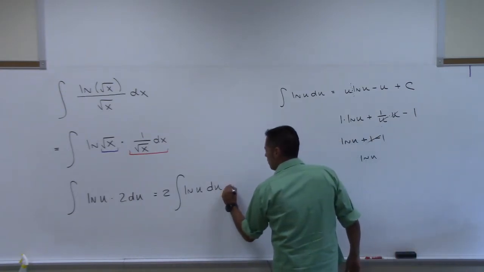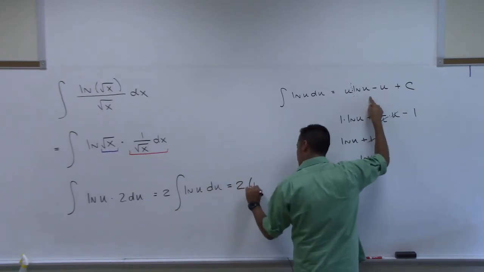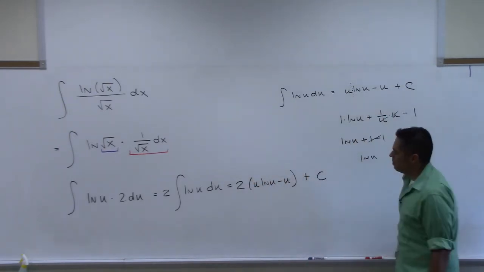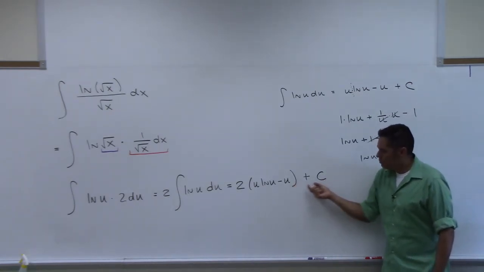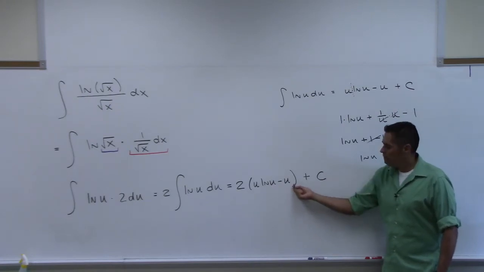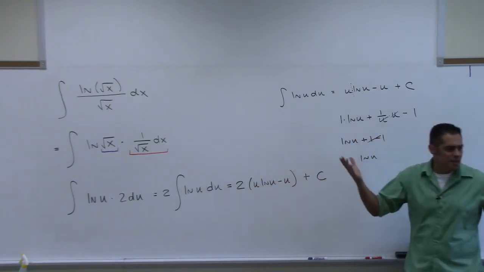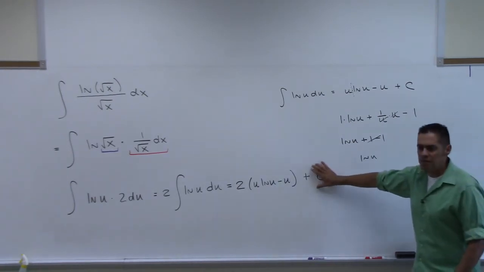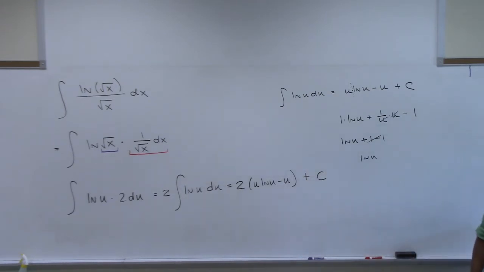This should be equal to 2, the 2 comes along, and then this answer. So I'm putting in parentheses u natural log u minus u, and then plus c. Do you think that I should have put that c inside here? Or do you think it matters? If I put that c inside, that 2 would come through and hit the c, and it would be 2 times c. But c is a constant anyway. Twice a constant is still a constant. So it doesn't matter where this c is as long as it's out here on the outside. So this is our answer, but we're not done.